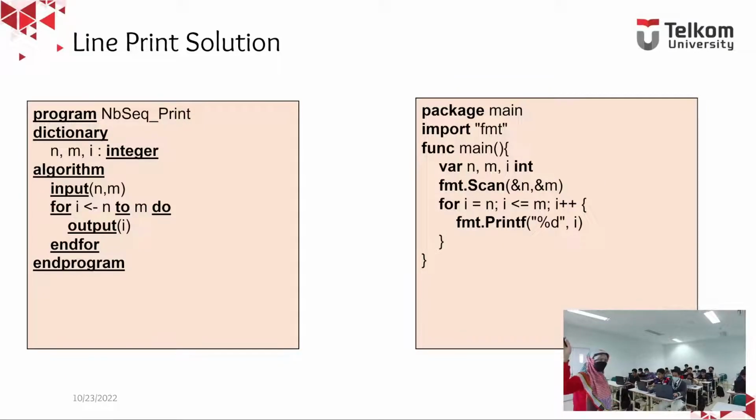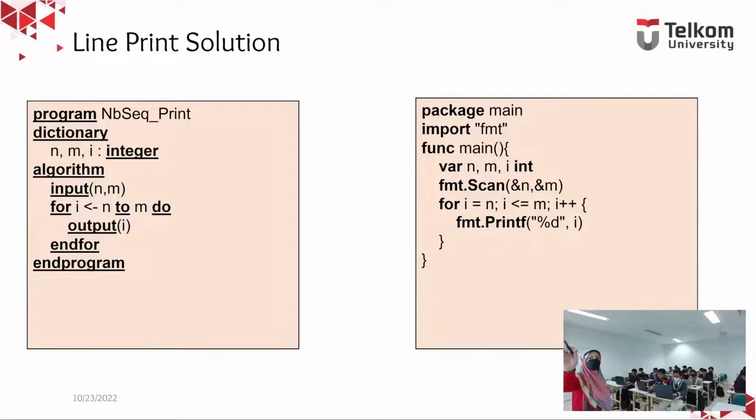Program name, and then dictionary. In the dictionary, we will use 3 integers here: i, n, and m. n and m are the limits, as the user will give input for n and m. i is the number to be printed in the script. Okay, next about the algorithm.